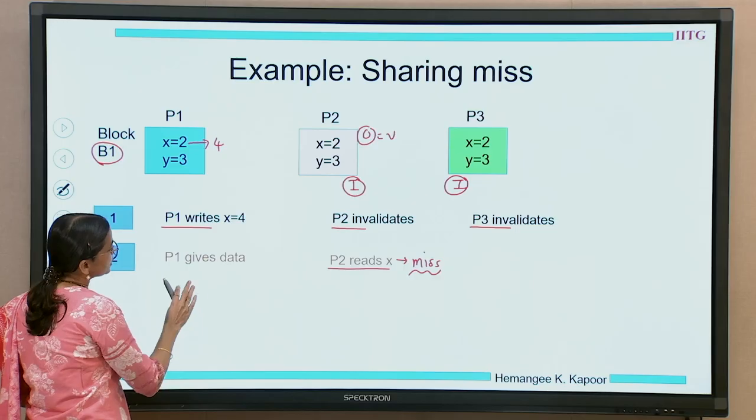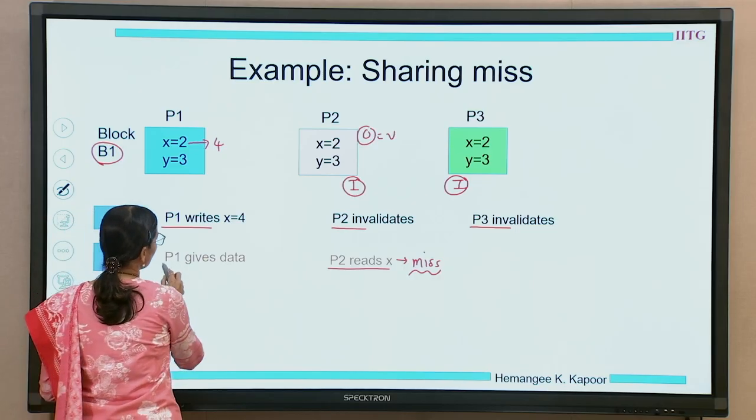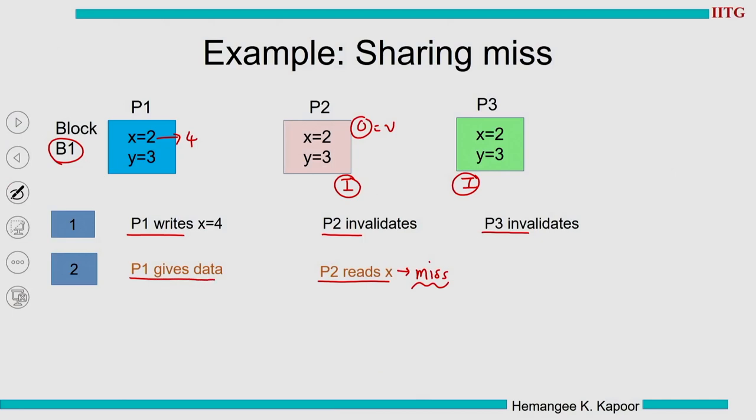Alright, so when P2 wants to read the block, it incurs an additional miss. In this case, P1 has to give the data to P2. So P2 takes the data, and it is correctly going to read the new value of x equal to 4. So this miss which P2 incurred was required to get the newest value of x. If this miss had not occurred, it would still read the stale value of x.